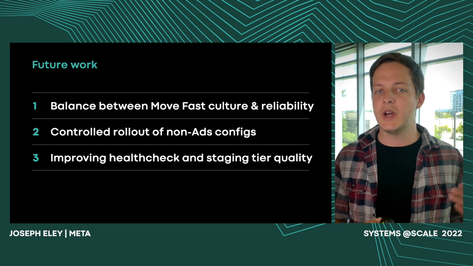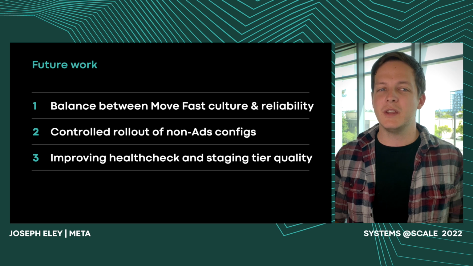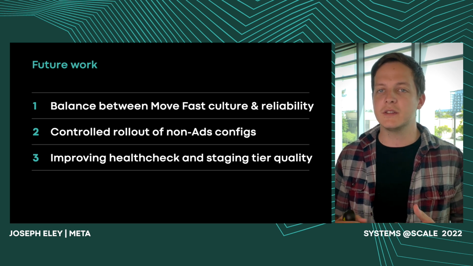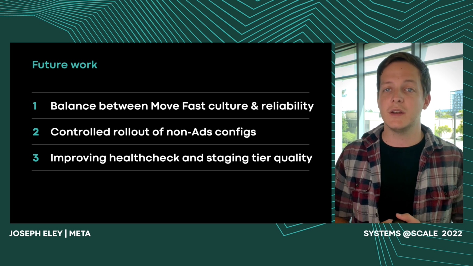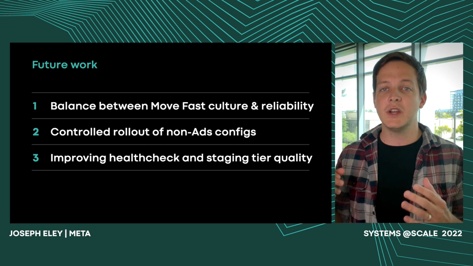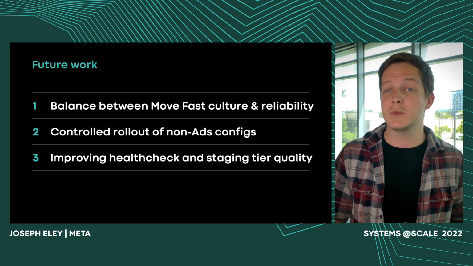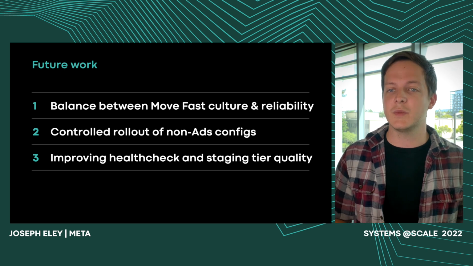We still need to find a balance between the move fast culture and reliability. We need to find a way to have a controlled rollout of non-ads configs, or at least find a way to make it more widely adopted throughout Meta. And we still struggle with defining the health checks and the metrics that are significant for our service so we can detect the regressions in the gradual rollout process and the land time canaries.